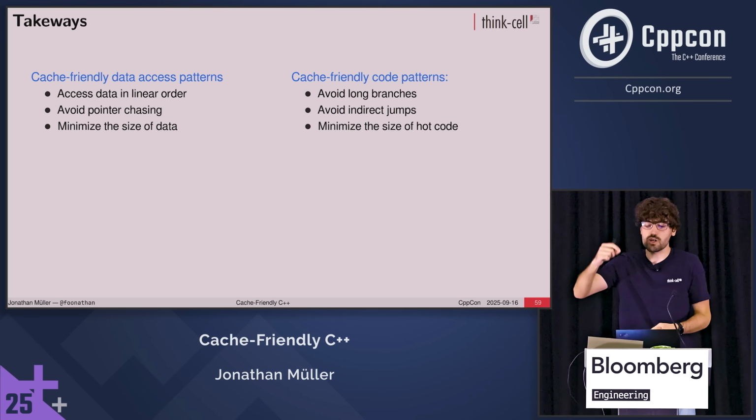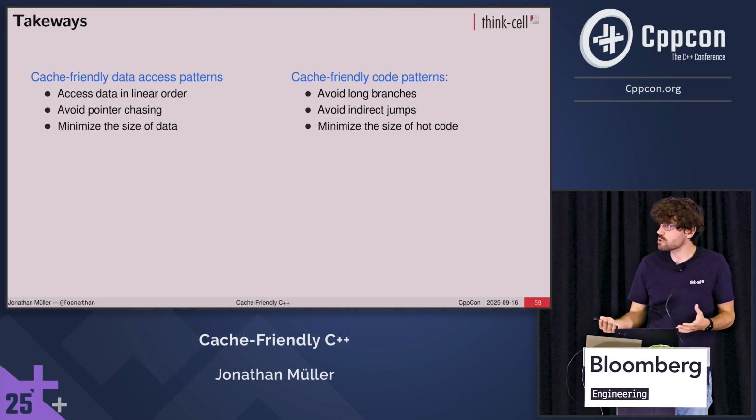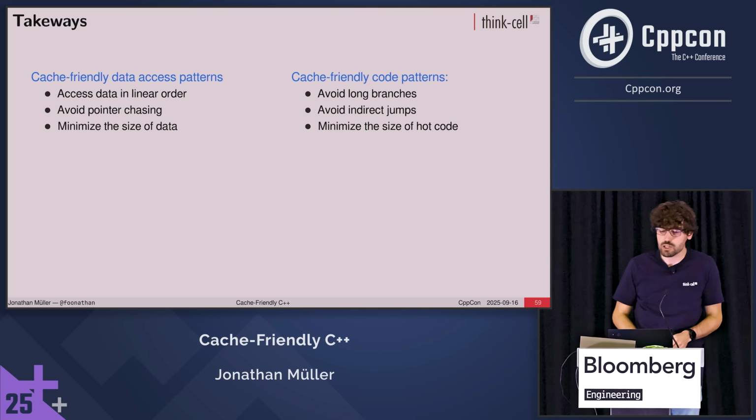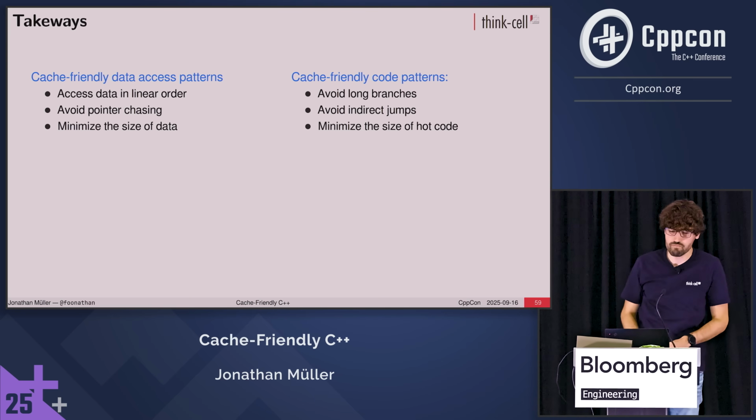That means you don't want any branches that jump you to an entirely different location of your program, right? So for example, if you have a function call and your function lives somewhere else in memory, the first time you call it, that might be a cache miss, that might be slow. So if you have a hot loop in there, you want to avoid that.